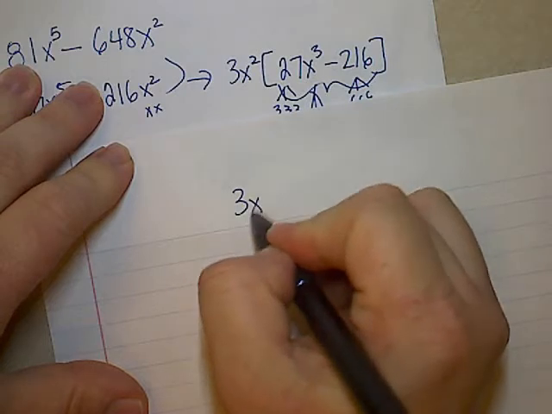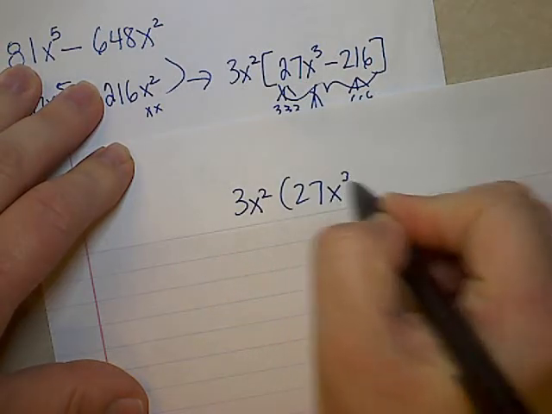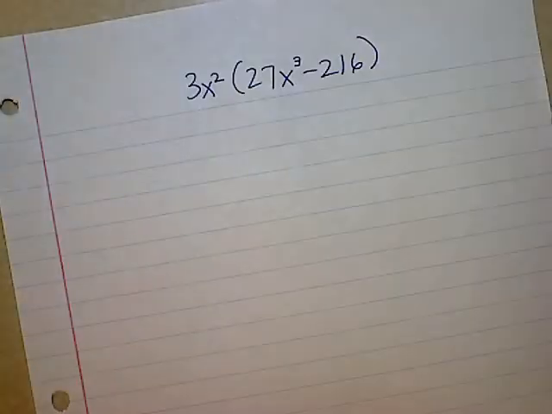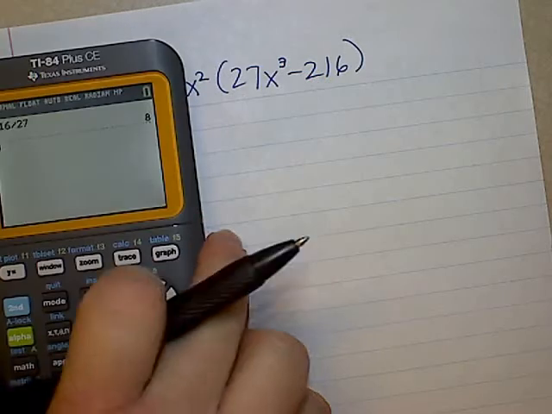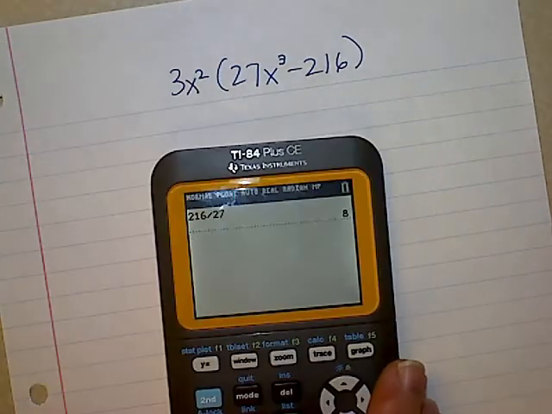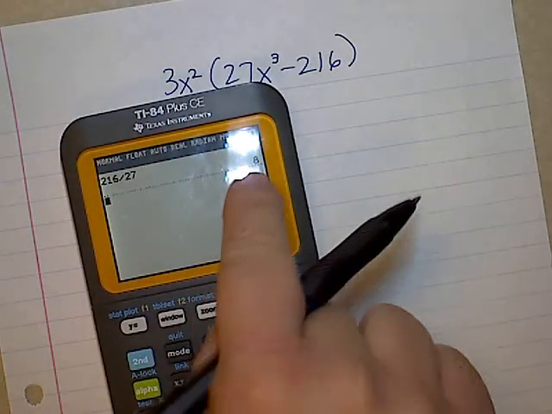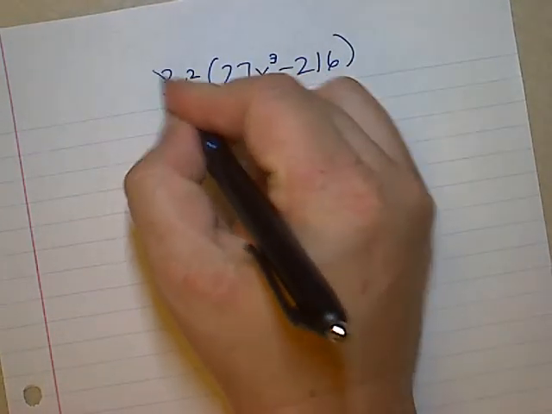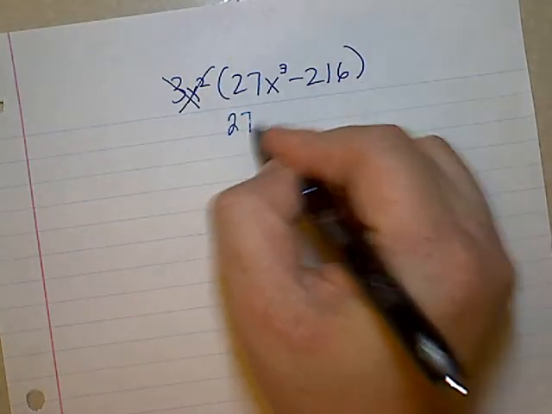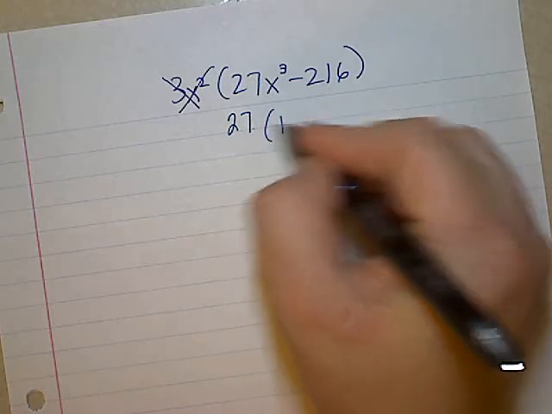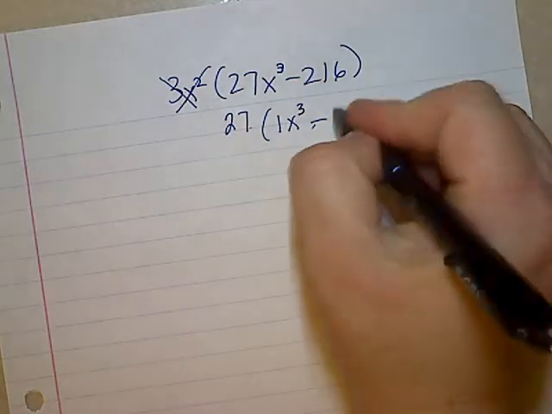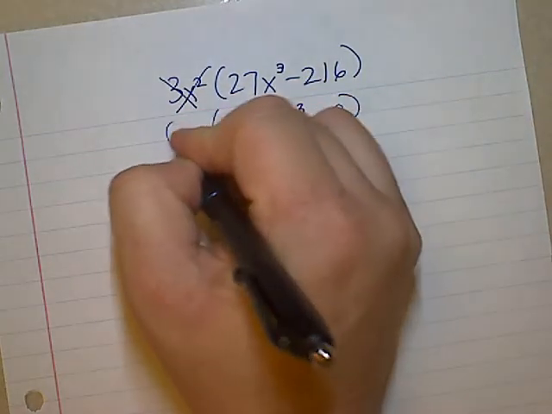I'm going to write down what I currently have. This is what I currently have. Okay? And I just realized that 216, when I divide it by 27, I get a nice whole number. And the number happens to be 8. So out of this portion, I'm going to forget about the front until the very end. I can factor out a 27 here. So 27 times 1 is 27, and there's the x cubed. And now I would take 216 and divide it by 27, and I'm left with 8. So here's really what I have right now.